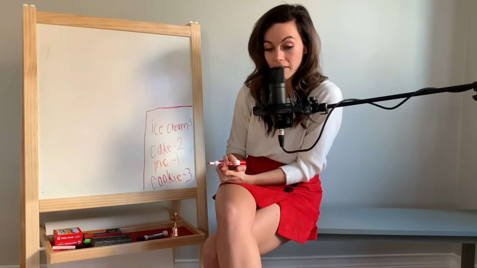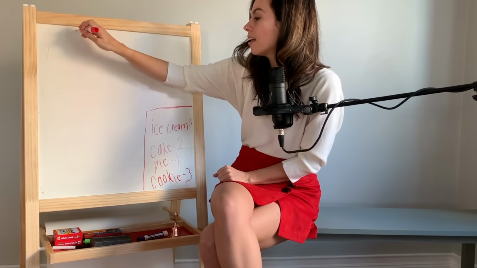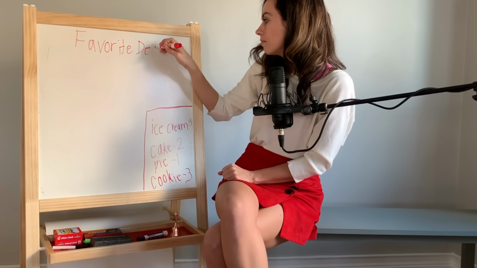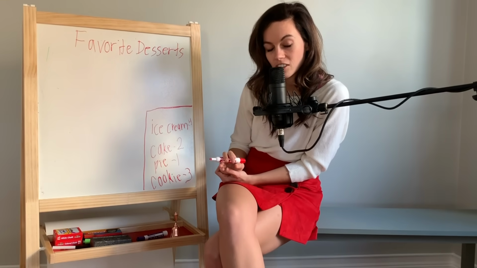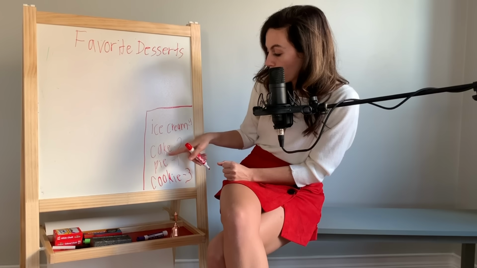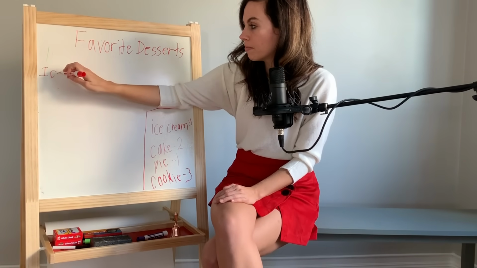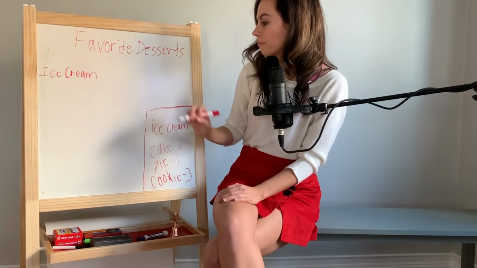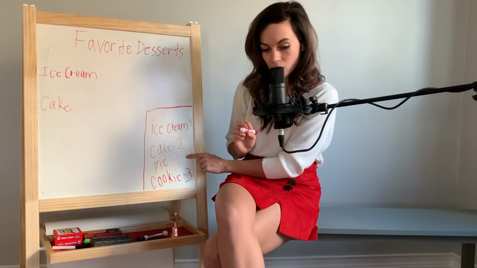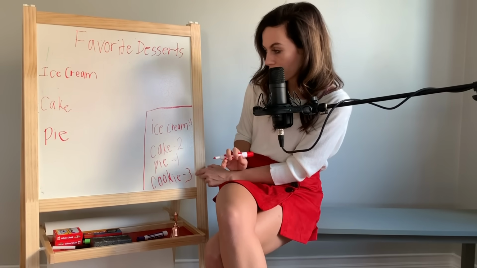So we are going to create a pictograph of our class favorite desserts. I'm going to have the title be favorite desserts. Whenever you create a graph, you always want to have a title so it's easier to understand. And I'm going to create 4 categories for our 4 favorite types of dessert. The first one is going to be ice cream. The second one is going to be cake. The third one is going to be pie. And the 4th category is a cookie.